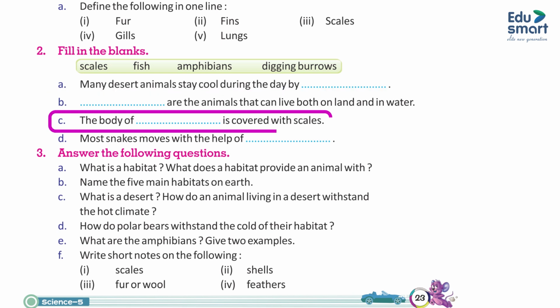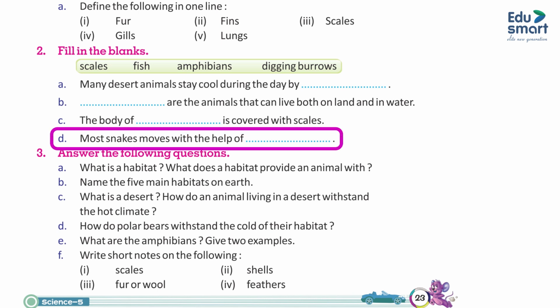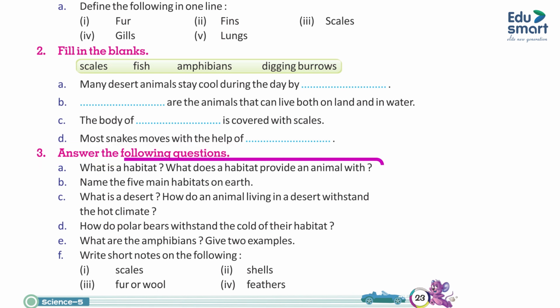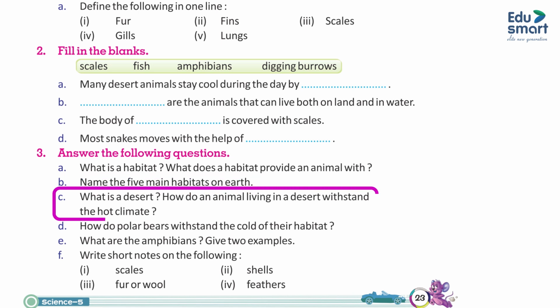C. The body of dash is covered with scales. D. Most snakes move with the help of dash. 3. Answer the following questions. A. What is a habitat? What does a habitat provide an animal with? B. Name the 5 main habitats on earth. C. What is a desert? How do animals living in a desert withstand the hot climate?